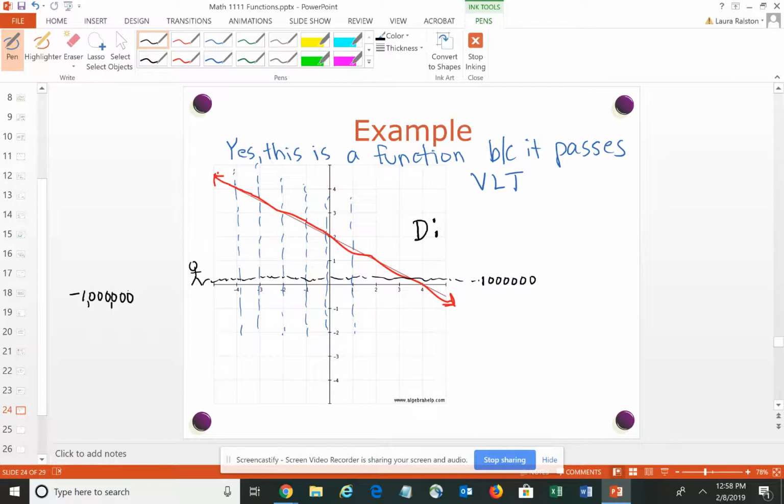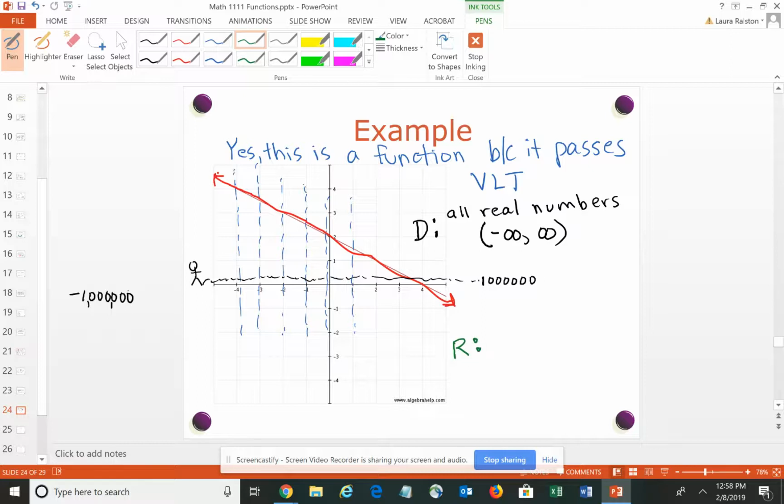So our domain is actually all real numbers. Any number that we can see here, whatever, on the number line. In interval notation, remember, that's from negative infinity to positive infinity. Then we also have to think about the range.